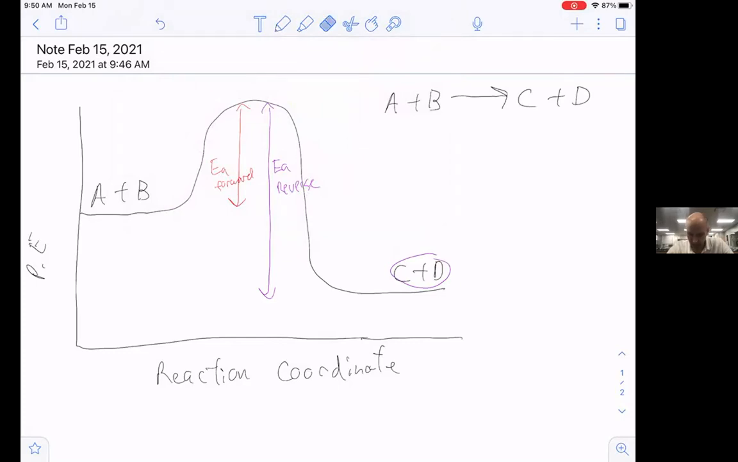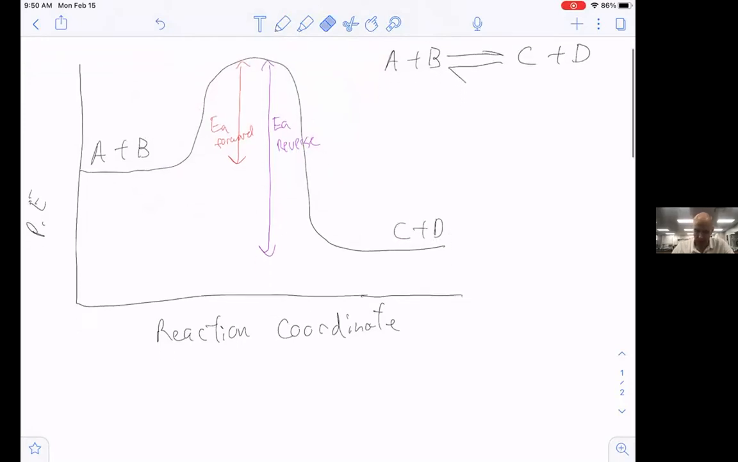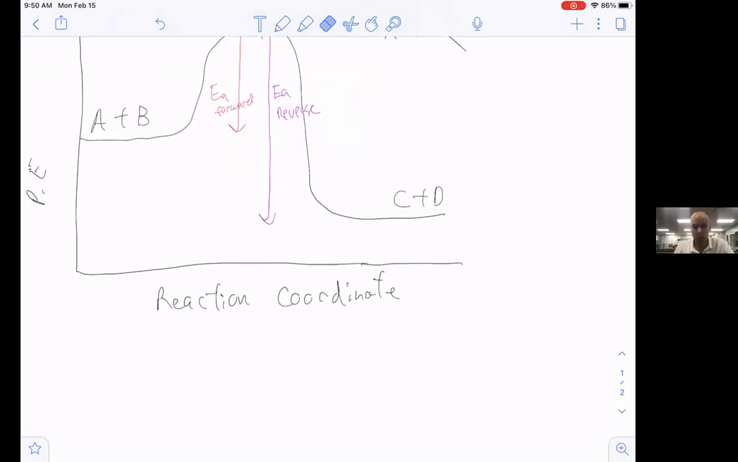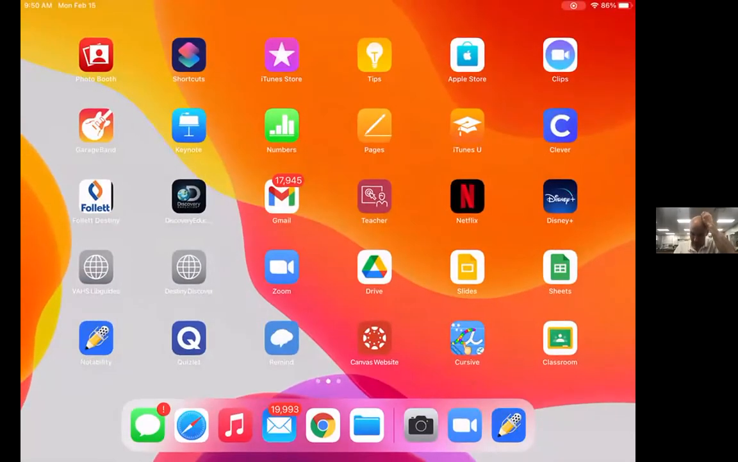So, like I said, to just summarize here, all reactions in theory are reversible. So we draw that as double arrows. A and B can react to become C and D, and C and D can react to go back to become A and B. All right. So the next thing I'm going to show you is a little demonstration.